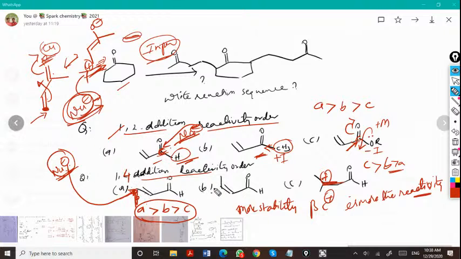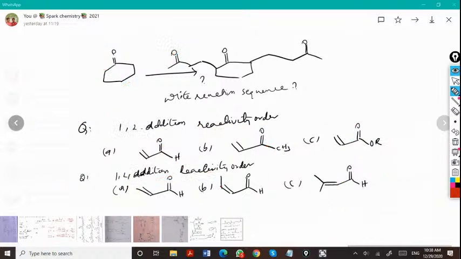Okay, so when 1,4 position, if at beta position there is less electron density, or more electron deficiency, that's going to happen. So this is about the addition reactions based on the nucleophiles. Now we're going to see the free radical addition reactions. But before that I would like to give one clarity.